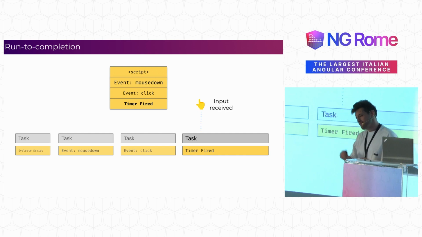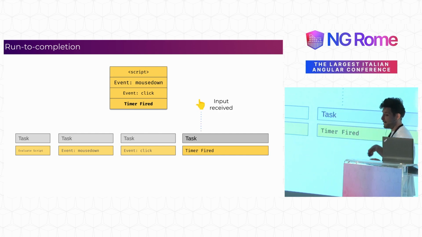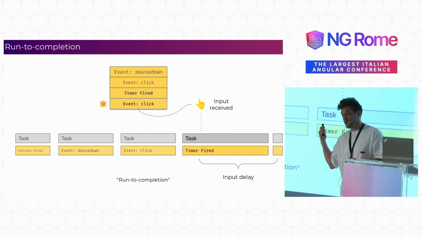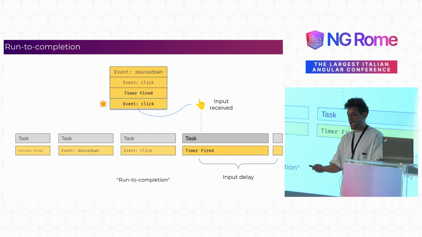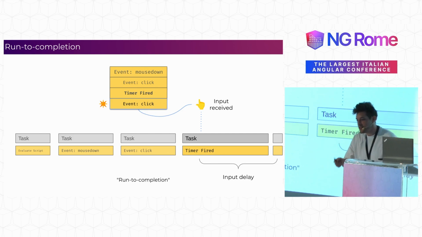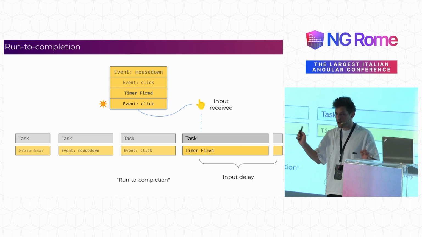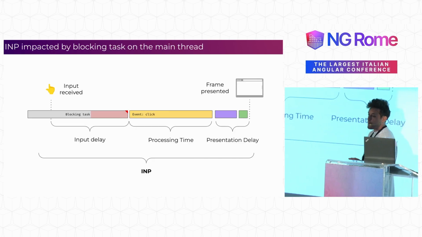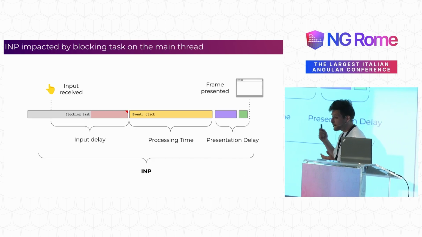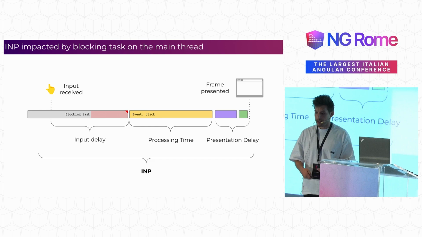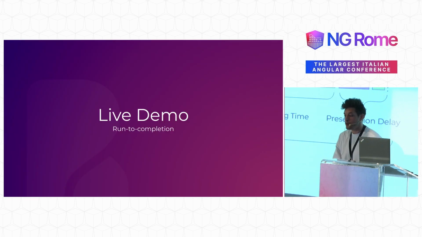The user tries to interact with our application. We get a new input. Of course, the browser is already aware of it. It puts it onto the stack. It knows that it has to execute it, but it can't, because it is still executing something else. And this is how you can get really high input delay, because your main thread is completely occupied by stuff. So this is again the full breakdown of INP, how it looks like, and how you can end up in a state where you have high input delay.